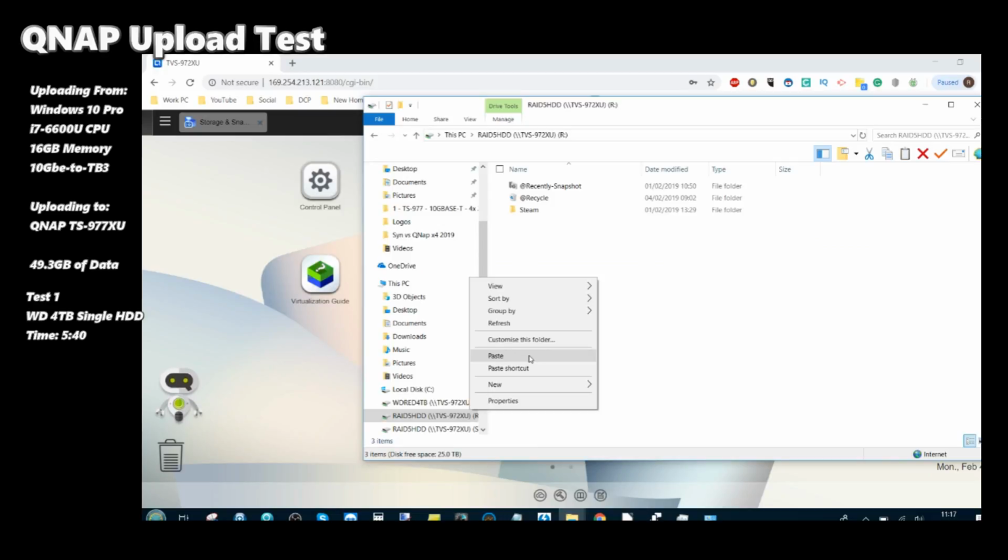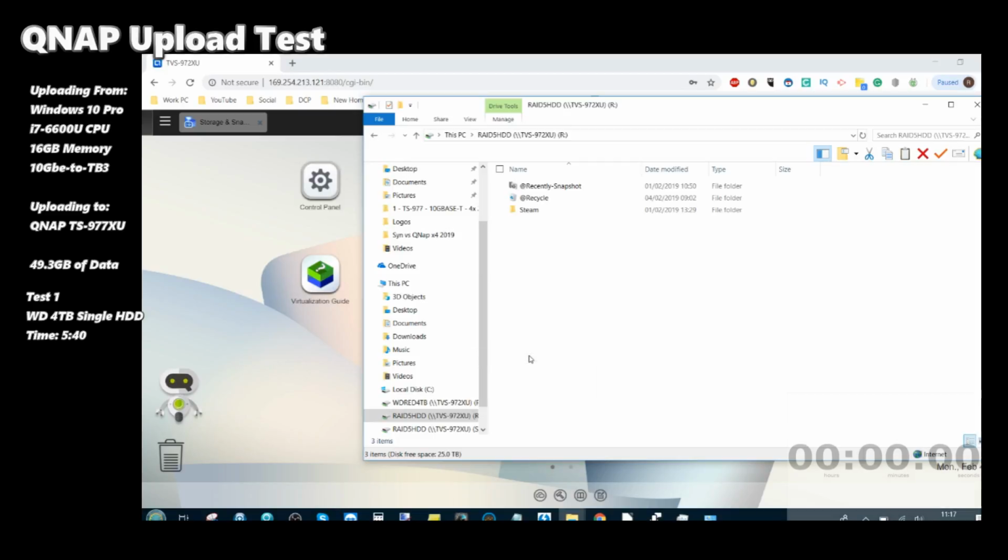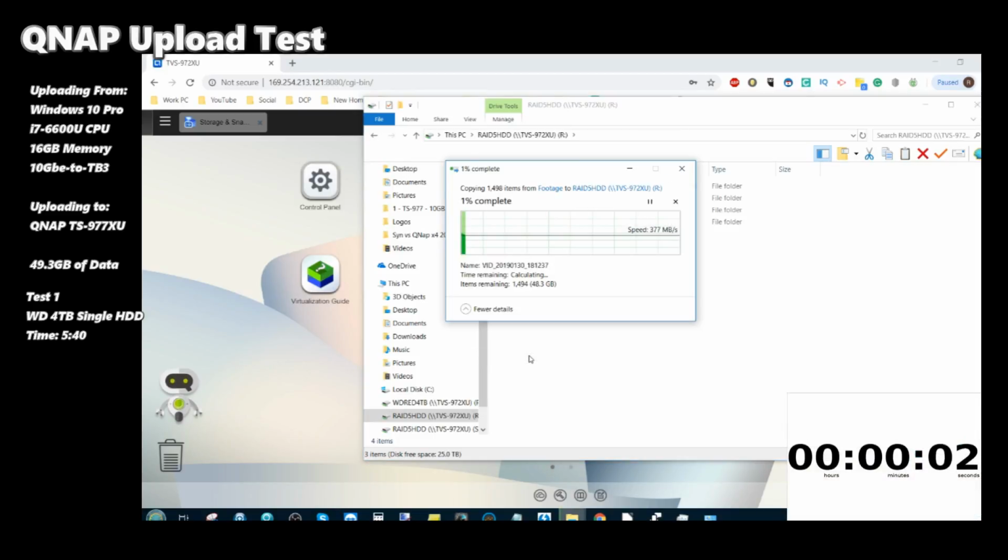I'll get ready with the clock. 3, 2, 1, go. Immediately, you've already seen that speed increase. And remember, this is the difference between one hard drive and three hard drives. Yes, they're enterprise level hard drives at 7200 RPM compared with 5400 RPM. But what you get here is a great big speed boost between traditional 10GbE hard drive access and RAIDed 10GbE access. And already we're seeing enormous speed increases there.